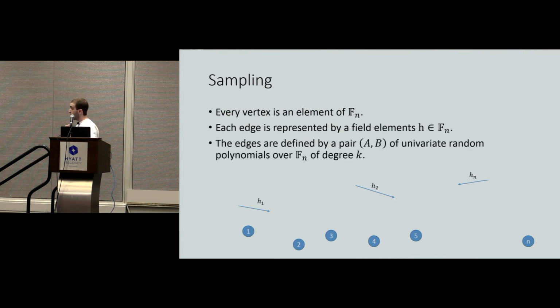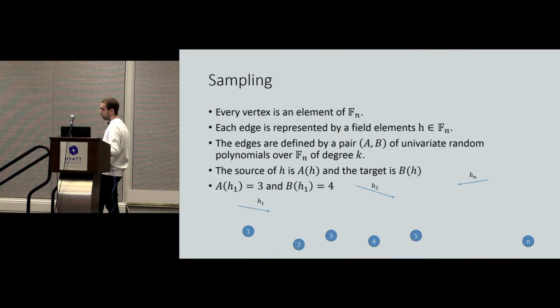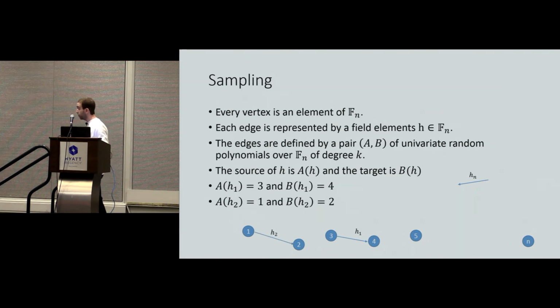And the edges are defined by two polynomials, a and b, which are univariate random polynomials of degree k. So the source of each edge h is a(h), and the target of h is b(h). So if, for example, a(h1) equals 3 and b(h1) equals 4, then h1 goes from 3 to 4. And if a(h2) equals 1 and b(h2) equals 2, then h2 goes from 1 to 2, and so on. So indeed, we have n vertices and n edges.